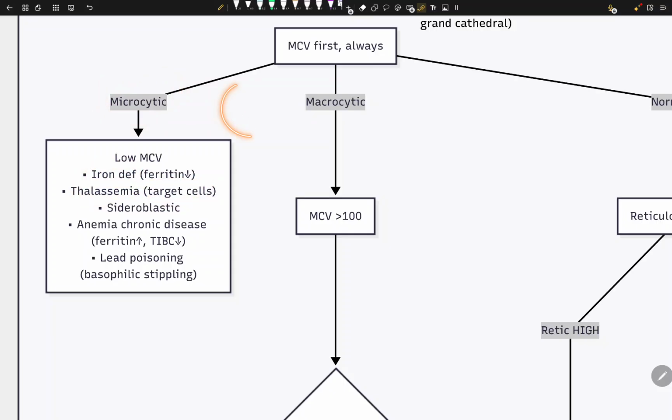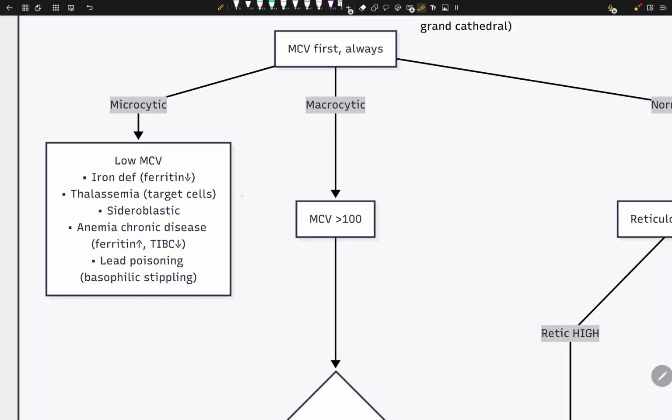How do we see the target cells? They look like that. Now we have this problem, right? We have iron deficiency, thalassemia, sideroblastic, a problem in carrying iron, anemia of chronic disease, TIBC goes down because the liver is cooked, inflammation has cooked the liver, and now we cannot make transferrin, right? We just say TIBC goes down.